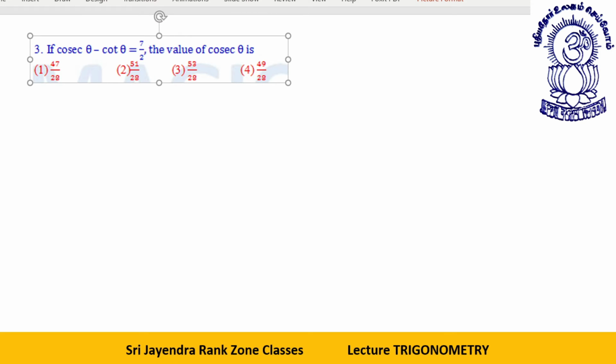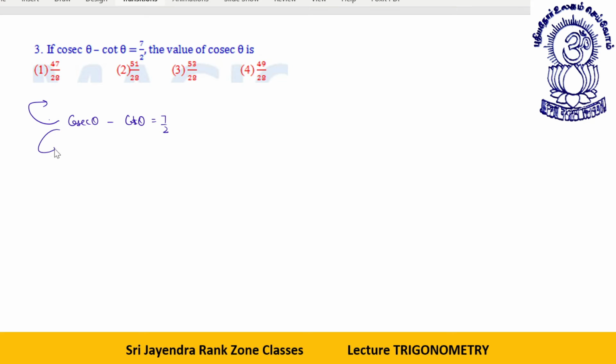Cosec theta minus cot theta is equal to 7 by 2. The value of cosec theta is asked, dear students. From here I can say cosec theta plus cot theta is equal to 2 by 7. Let's say this is y.